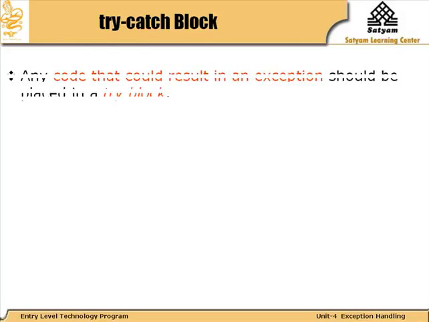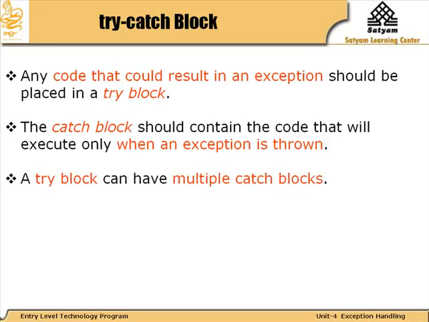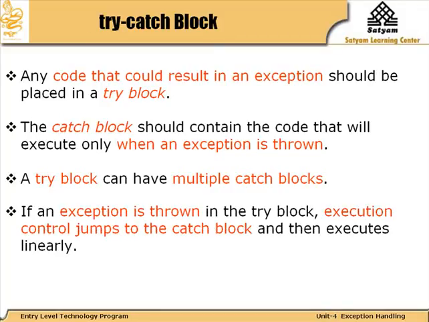Try catch block. Any code that could result in an exception should be placed in a try block. The catch block should contain the code that will execute only when an exception is thrown. A try block can have multiple catch blocks. If an exception is thrown in the try block, execution control jumps to the catch block and then executes linearly.